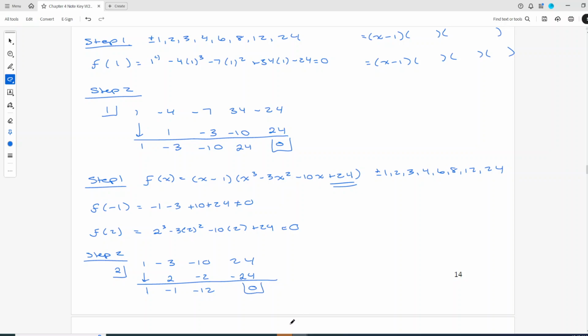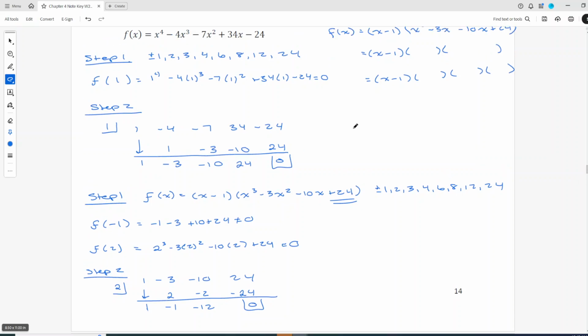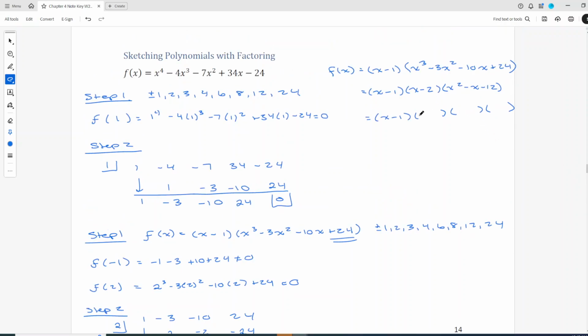Okay, so what we did is we've now taken that cubic function and we've factored it down to x minus 2, and then we've got x squared minus x minus 12. Right? So this is the linear, this is the quadratic, and then we're almost done. So let's go back up here and say, okay, I've taken it down to x minus 1 times x minus 2, and then I'm going to factor this guy. So I'm looking for two numbers that multiply to give me negative 12 and add to give me negative 1, which are negative 4 and 3.